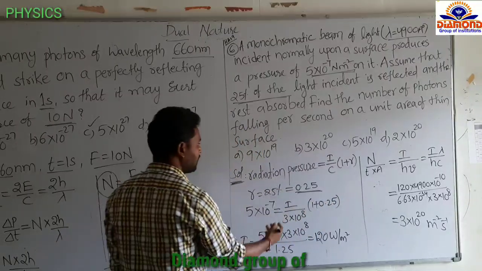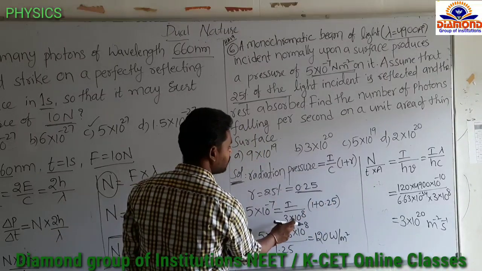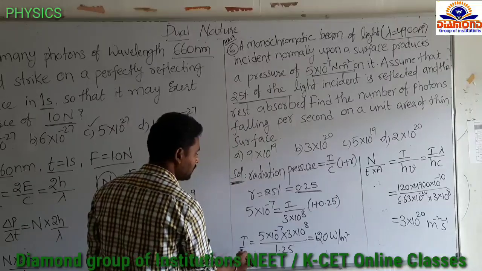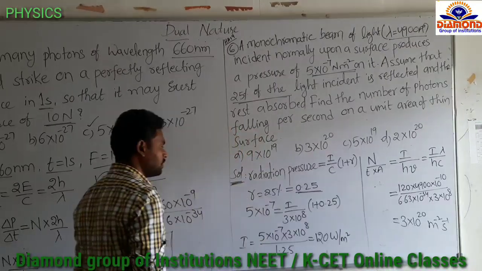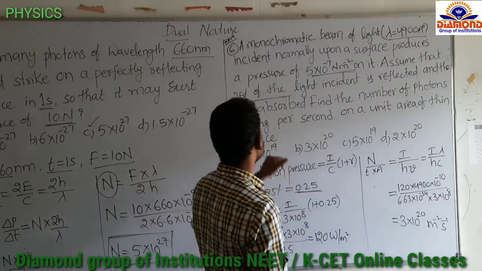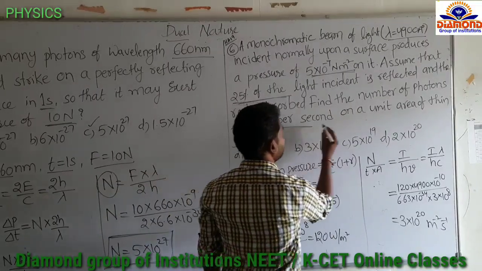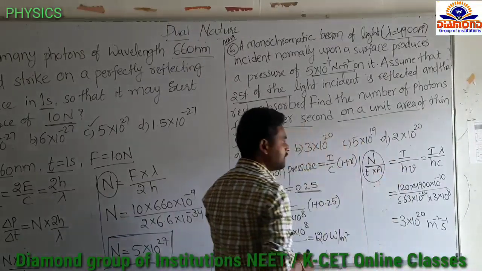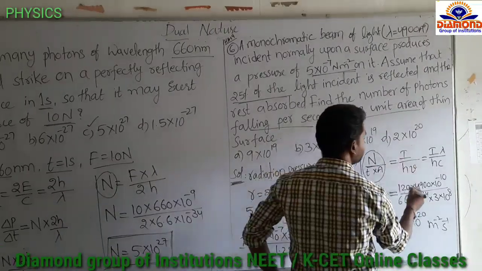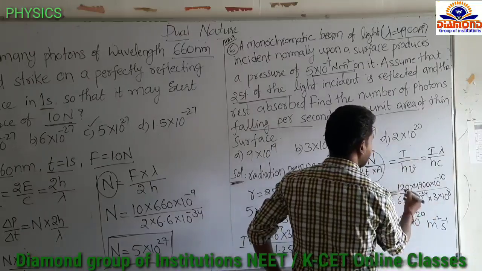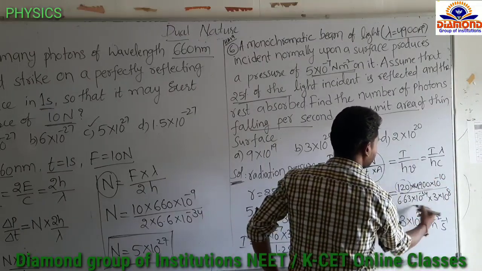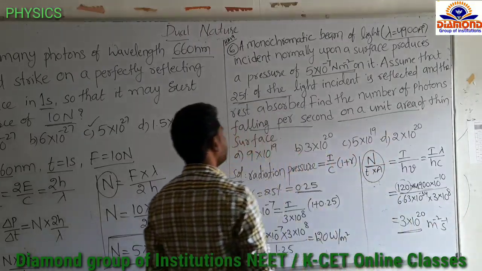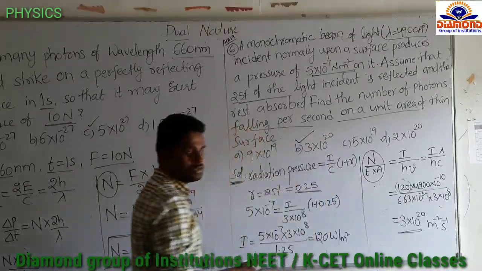Substitute the radiation pressure value, and the I by C value we know, with 1 plus the reflection coefficient 0.25. Substitute and simplify, and you will get the intensity equal to 120 watt per meter square. Okay, this is the intensity. Next they are asking for the number of photons falling per unit area per unit time. The formula I already gave you is I by h mu, so I by h into C by lambda. We know the I value, lambda value, h value and C value. Substitute here. Finally we get the answer 3 into 10 power 20 per meter square per second. So like this you have to solve the problems.